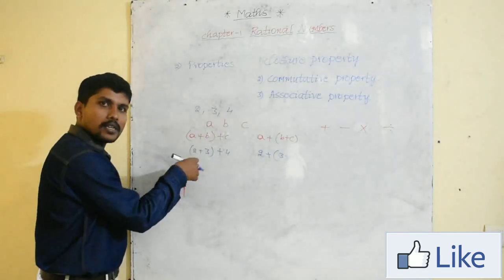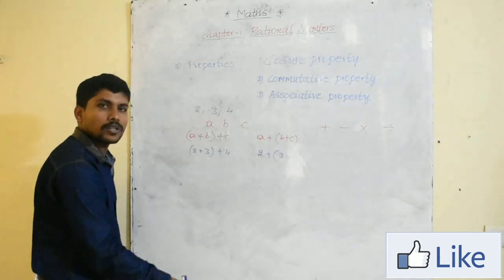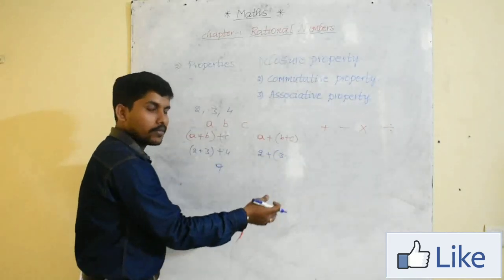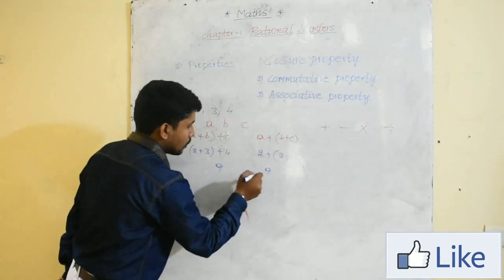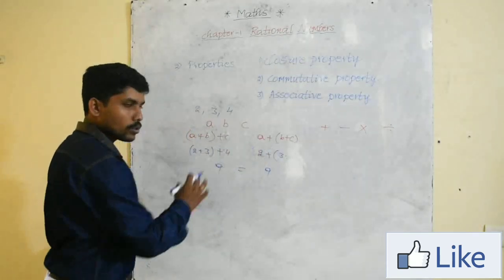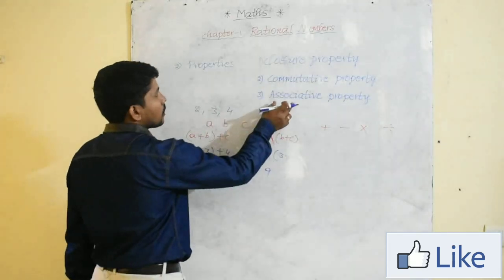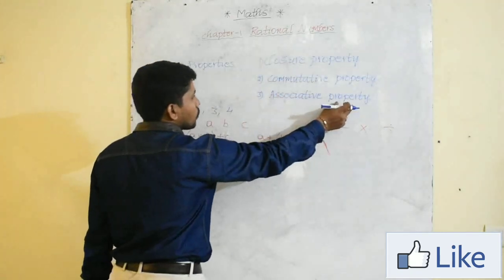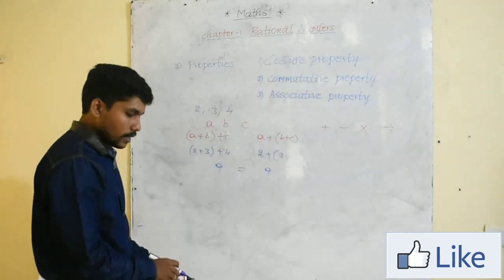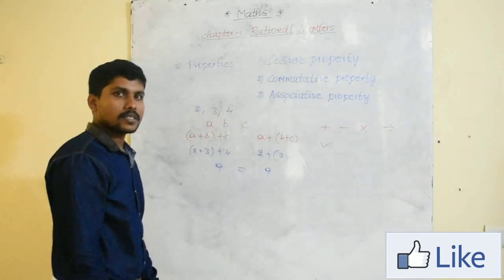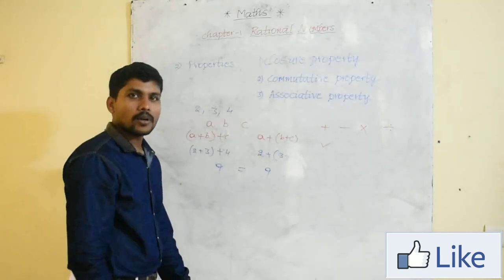Here 2 plus 3 is 5, 5 plus 4 is 9. Similarly, 3 plus 4 is 7, 7 plus 2 is 9. So in both the cases, we are getting the same result. So we can say rational numbers under associative property for addition satisfy the condition. It satisfies the associative property.